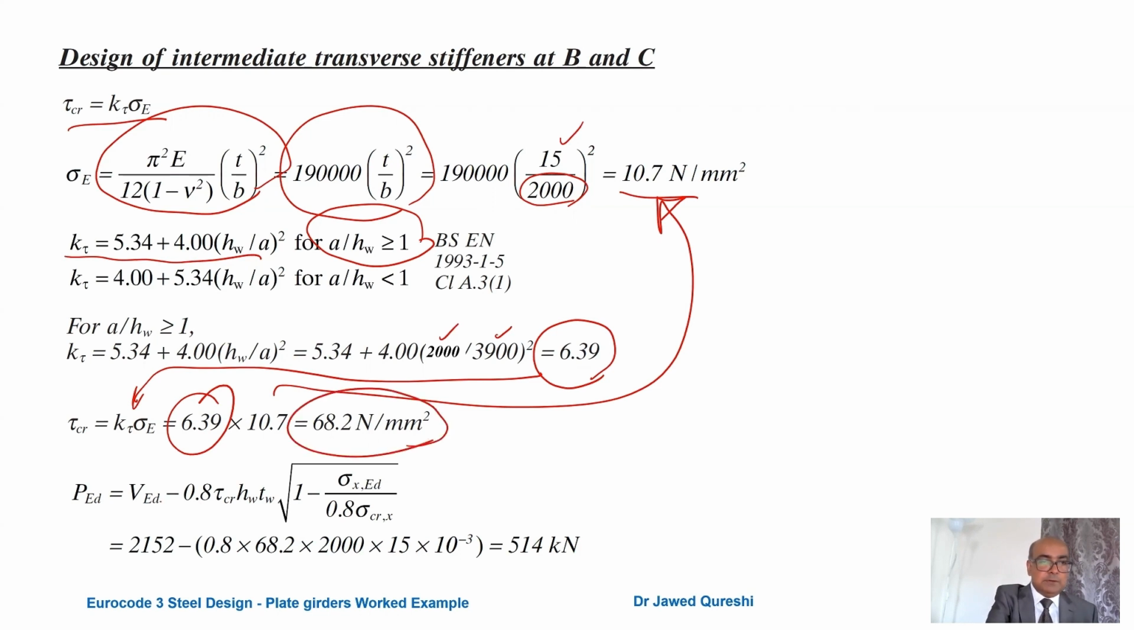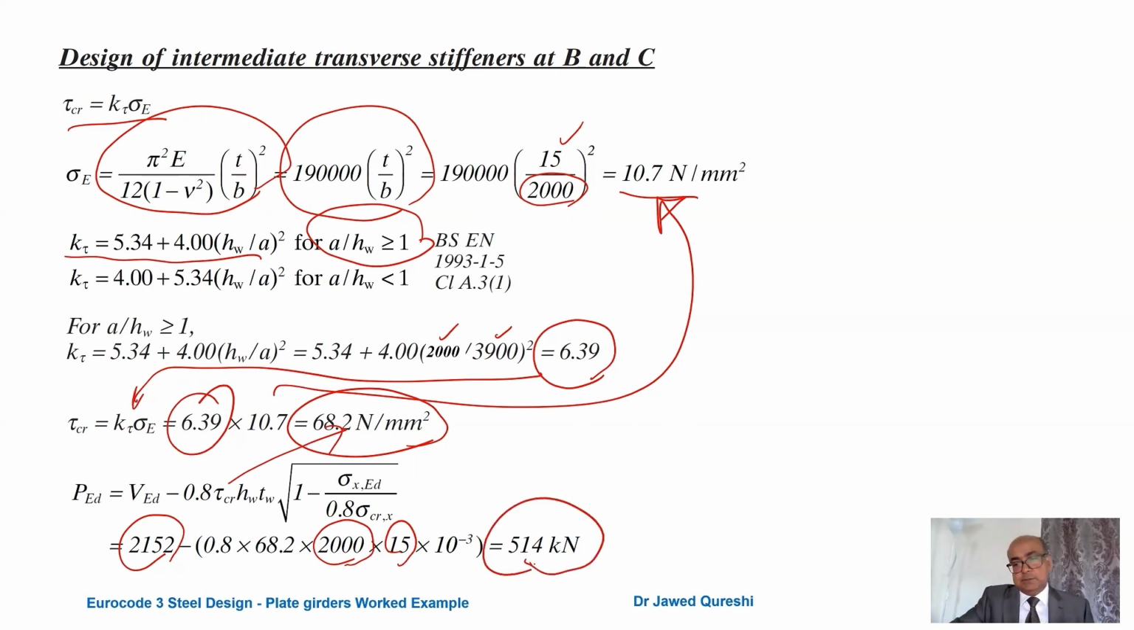If we put all these values, VED is applied shear, which you saw a little earlier. 0.8 comes from the formula. Tau CR is this value 68.2, into HW, the height of web, which is 2000. TW is thickness of web. This gives us 514 kilonewton. So our stiffener has to be designed for this load.